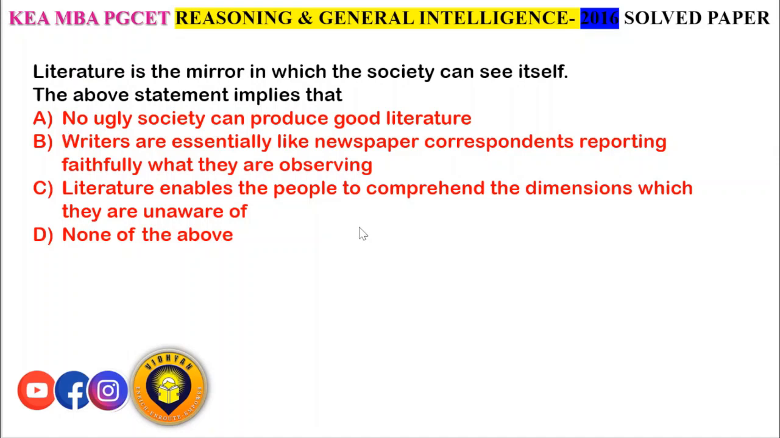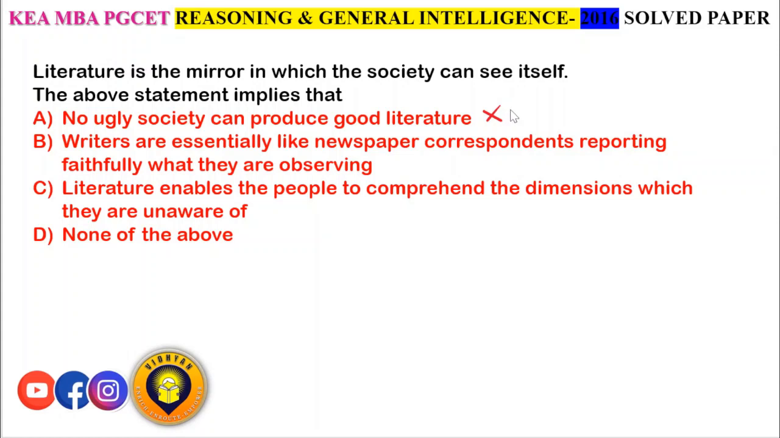Now the first conclusion is: no ugly society can produce good literature. See, this statement is not telling anything about an ugly society or a good society. It is just a general statement that literature is a mirror in which the society can see itself. So if it is good, then it is reflected good. If it is bad, then it shows bad. Therefore the first conclusion is false.